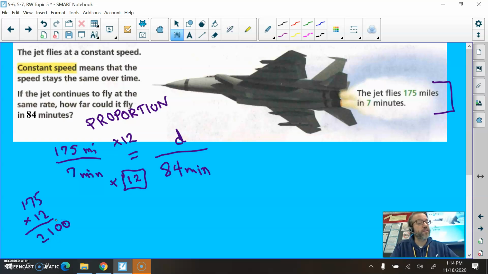I'd better check that on a calculator. 175 times 12. Yep, it is 2,100. I got it right. So we have 2,100 miles for my answer. Now, I really should say 2,100 miles in 84 minutes.